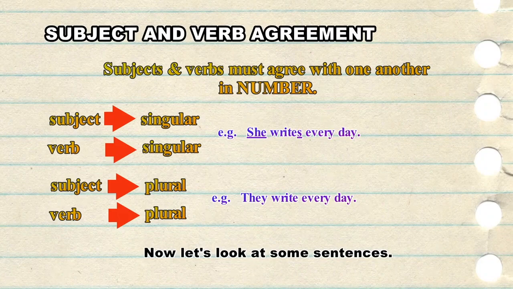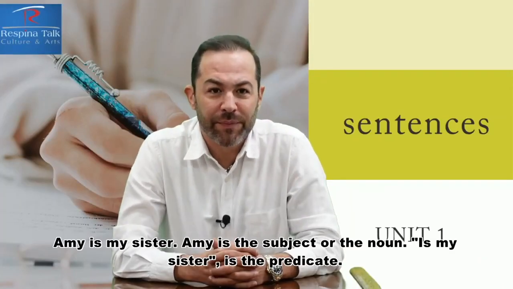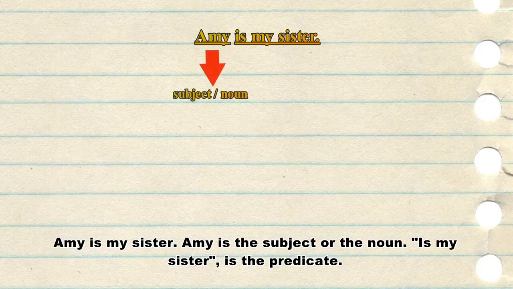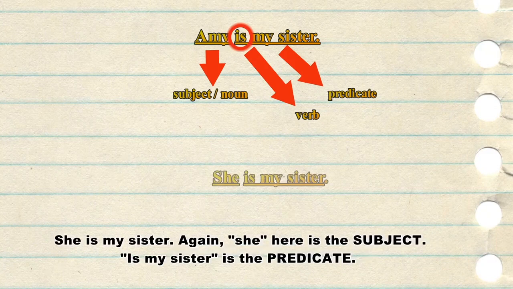Now let's look at some sentences. Amy is my sister. Amy is the subject or the noun. Is my sister is the predicate. The verb here is. Let's look at another example. She is my sister. Again, she here is the subject. Is my sister is the predicate.